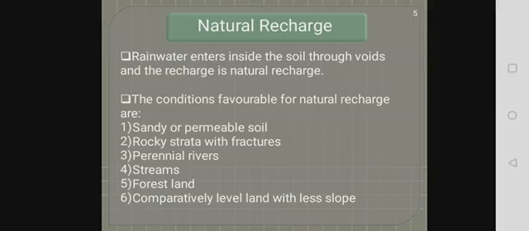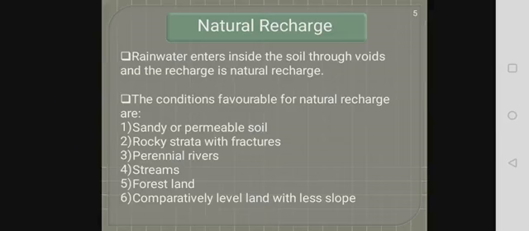First is sandy or permeable soil. First we see what is meant by soil permeability. Soil permeability is the property of the soil to transmit water and air. It helps to transmit water and air through the soil. Sandy soils are known to have high permeability, which results in high infiltration rates. It helps high infiltration of water through the soil. That's why sandy or permeable soil is needed for natural recharge.